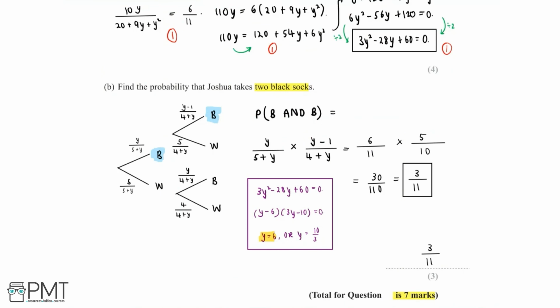Now part B is worth 3 marks, and the first mark in part B is for creating the expression that the probability of taking 2 black socks is equal to y over 5 plus y multiplied by y minus 1 over 4 plus y. The second mark is for factorising the equation in part A and for appropriately choosing the value that y is equal to 6. And the third mark is for substituting this value of y into our expression above and for ending up with the correct answer that the probability that Joshua takes 2 black socks is equal to 3 out of 11. And so we've now achieved the full 7 marks needed in this question.